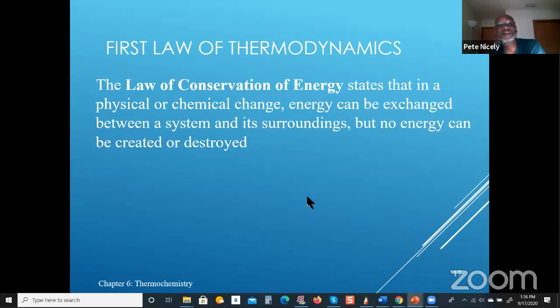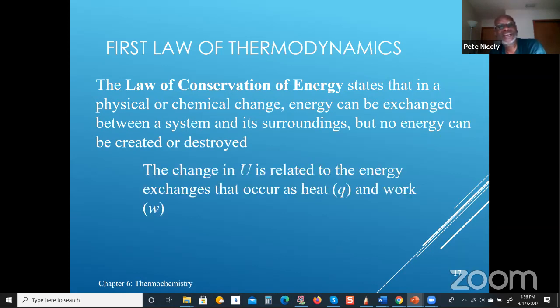All right, let me just talk about the first law of thermodynamics, and then we're going to stop here for today. So the first law of thermodynamics is the same as the law of conservation of energy, which states that in any physical or chemical change, energy can be exchanged between a system and its surrounding, but no energy can be created or destroyed, right? That's the first law of thermodynamics.